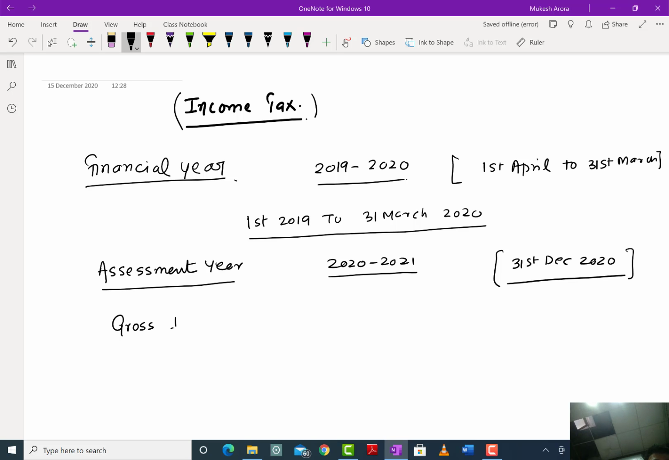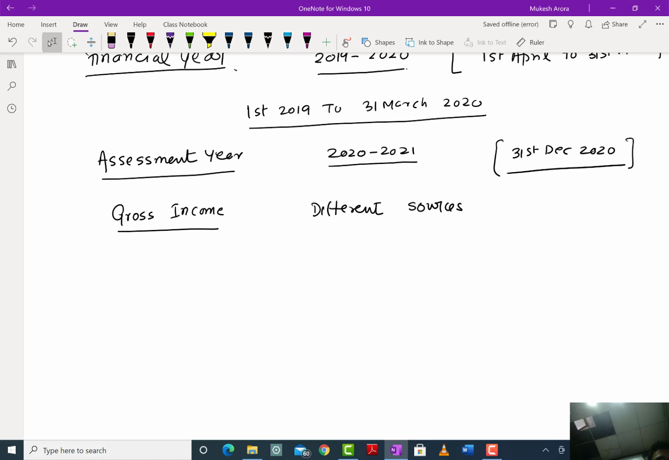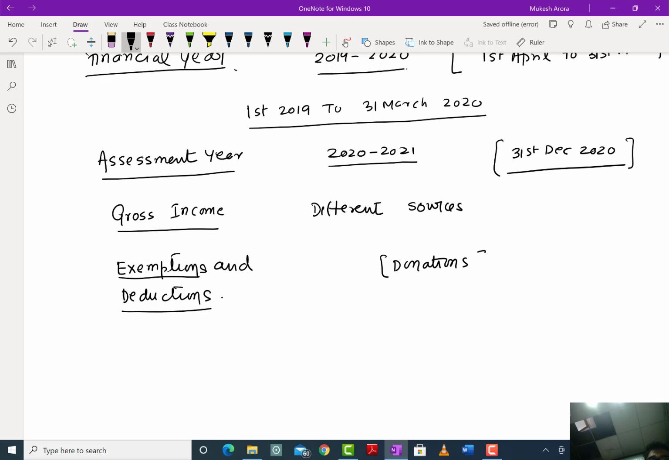Then we have gross income. Gross income is income that we get from different sources. We have a salary, we have a rent, we have a profit, we have some capital gain, we have some lottery, and etc. So many things are there. Then exemptions and deductions. What do you mean by exemptions? Exemptions are certain amounts which are exempted from the tax, like donation, that is exempted. Deduction means we add in our salary and later on we deduct, right?